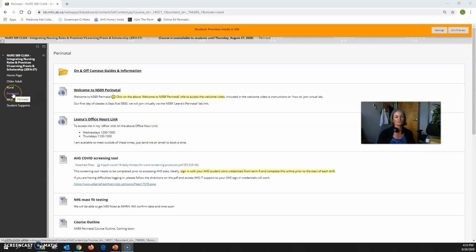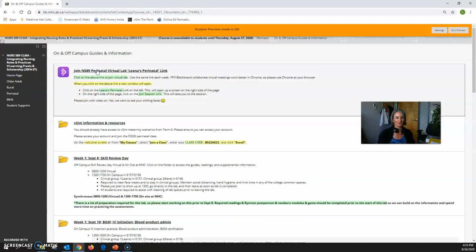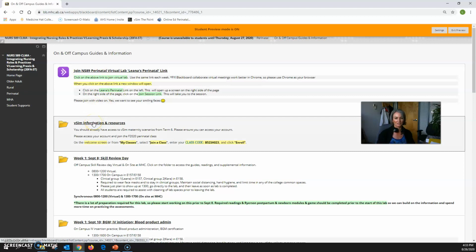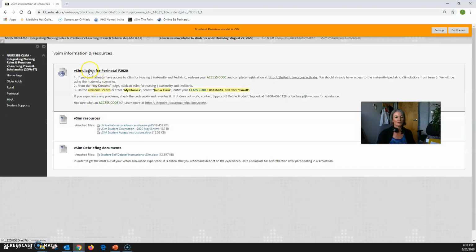So to access those, you're going to go to your perinatal. You probably already know how to access your vSimulation, but just in case you need a refresher, if you go to your on and off campus guides, then you're going to see the vSim information and resources. Now I do have the link right to the point built in right here, and I have set up a class for the perinatal vSimulations maternity scenarios. So my classes join a class, and the class code is all here.